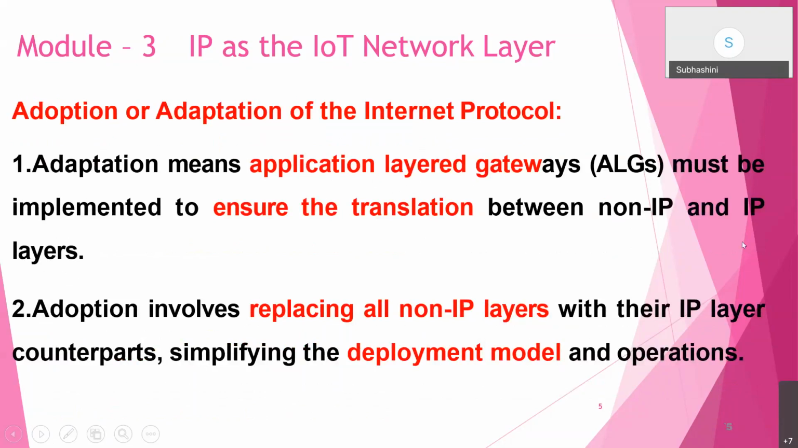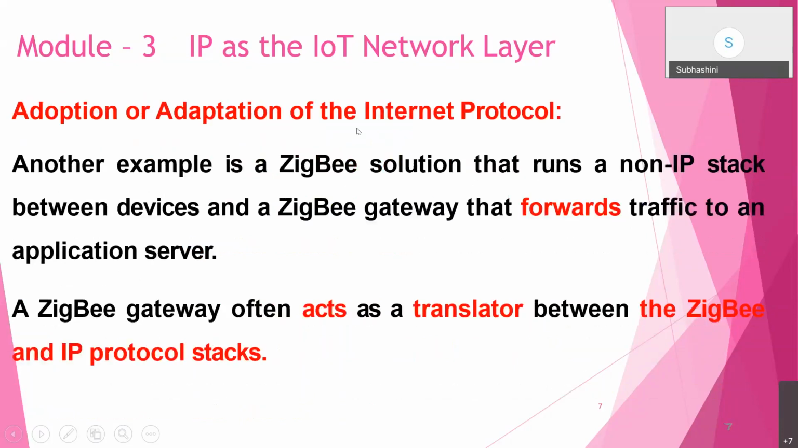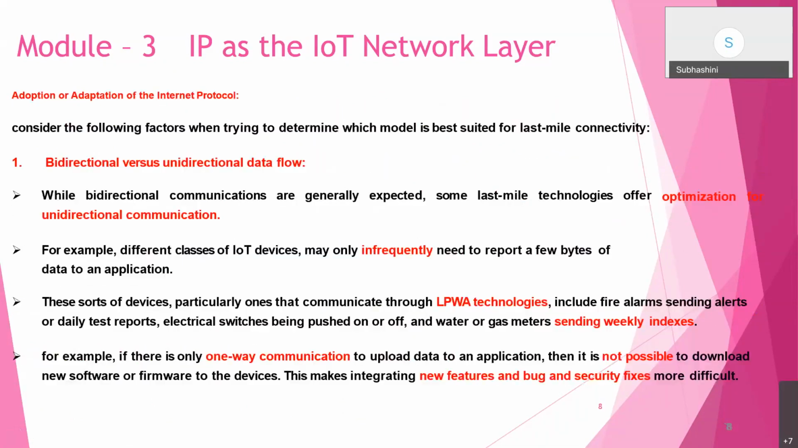So in SCADA, we find separate interfaces, which we call gateways. And here also we call them ZigBee gateways in ZigBee. So these gateways convert non-IP to IP for adaptation. Now, for choosing which model is good, madam, should I choose adoption or adaptation model? Yes, that decision is done based on the following factors. What are the following factors? Depending upon the direction of data flow, whether it is bidirectional or unidirectional. So depending upon the direction of data flow, you can choose which model is fine for you.